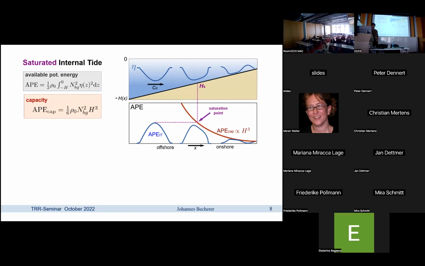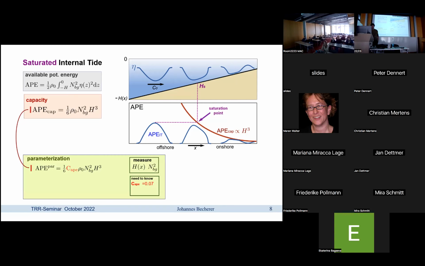That's the idea. So maybe we can use this whole concept to come up with a parameterization of the energy of those internal waves inside this saturated range, beyond the saturation point. And the idea here is that the energy of the internal waves inside the saturated range, that's this here, the parameterized available potential energy, is just proportional to this maximum capacity. So the proportionality factor, C_APE, turns out to be, based on our measurements, about 7%. That's the two-month mean, really, or a really long-term mean. So on average, you see 7% of the maximum energy that you could potentially think of inside the saturated range from these incoming internal waves.